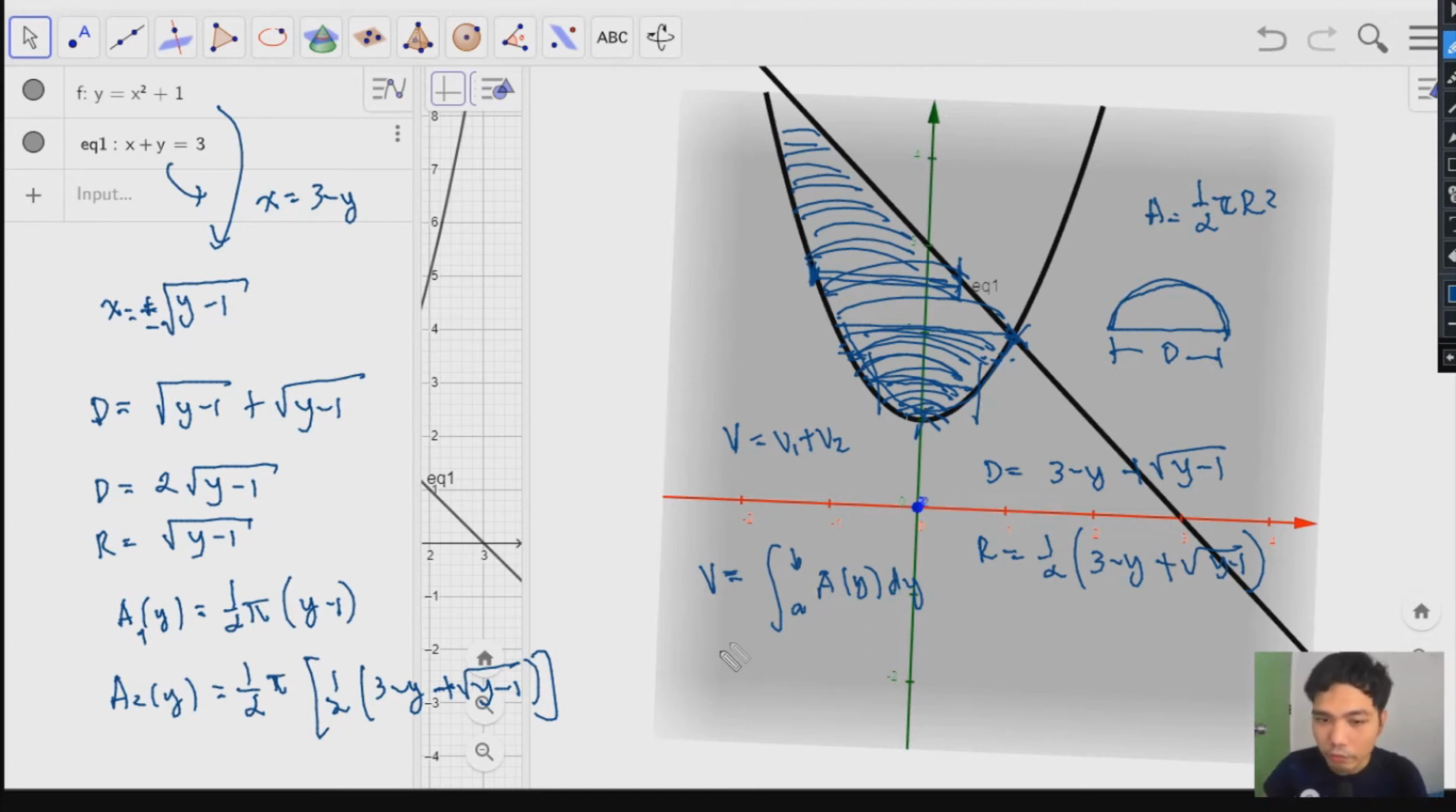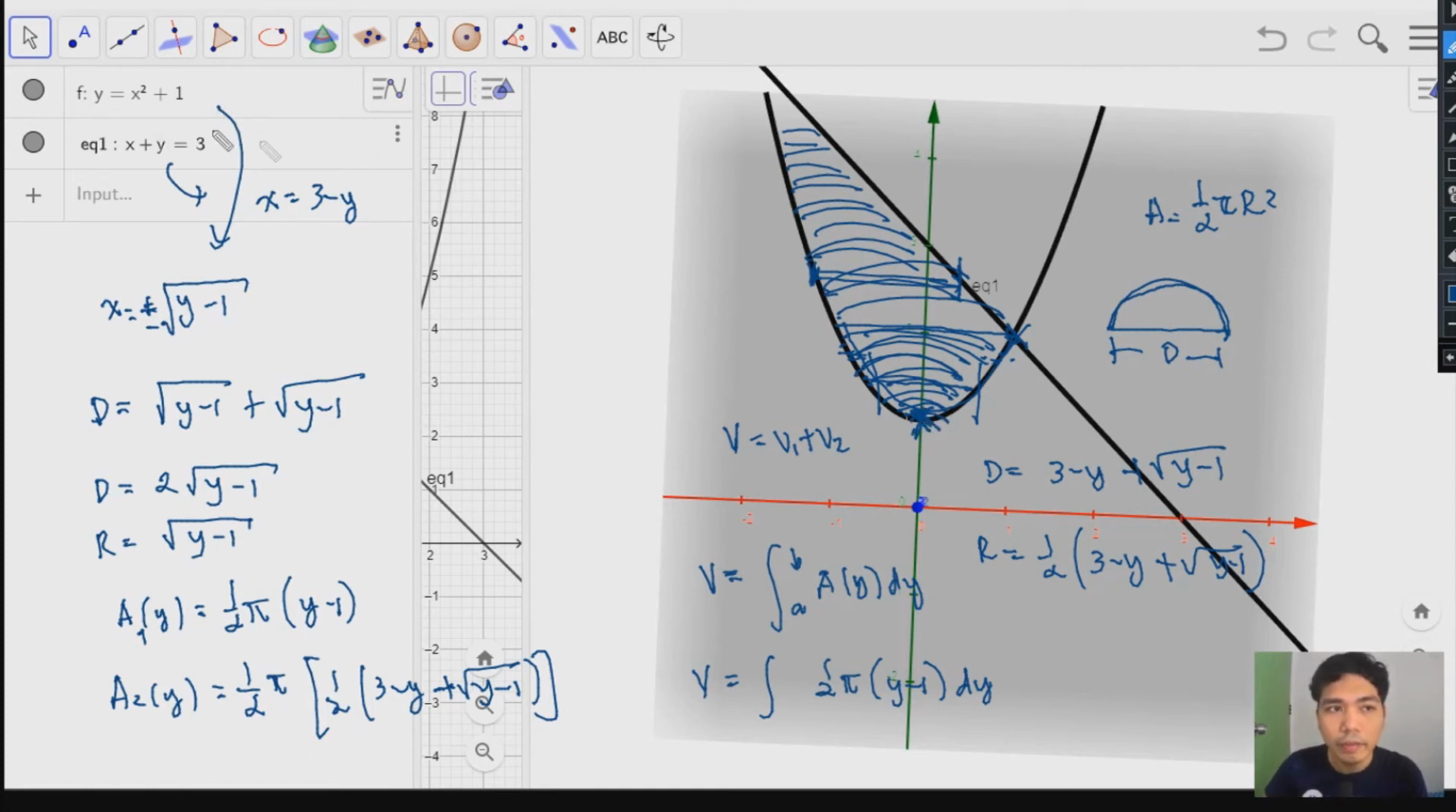Therefore, the total volume for this case would be, for volume 1, we have yung area natin, that's 1/2 pi y minus 1 dy, but the only thing that we need to find here are the limits of integration. So how do we find the limits of integration in this case? Kailangan natin is yung y value. So ano ba yung y value nito?